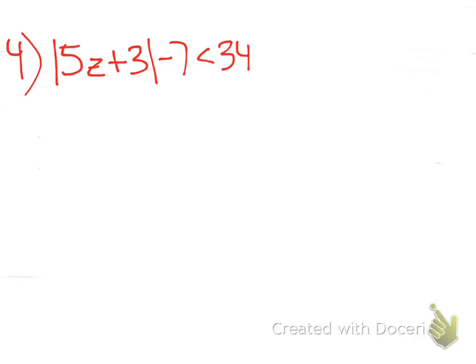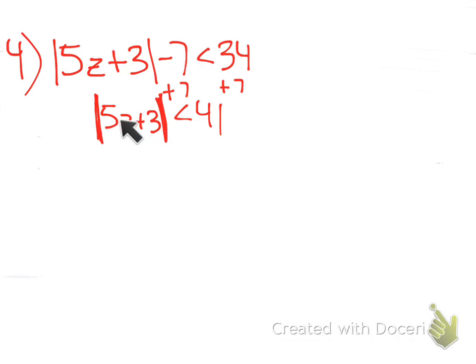First things first, are the bars alone? No, we need to add the 7 to the left side. It was 44. Greater than 44. So the absolute value of 5z plus 3 is less than 41. Okay, then we need to make it 2 problems. We can split it up into 2 problems, or we can create one big long problem.